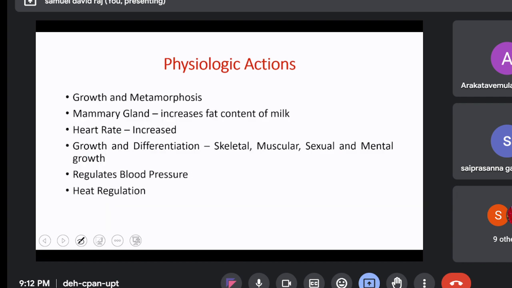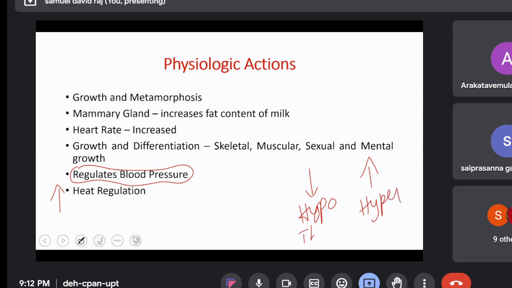And coming to the other functions, I'll start from the bottom. It is responsible for regulating the blood pressure. How do you know? There are two types of patients: those where thyroxine is less secreted, we call it hyposecretion, and when it is excessively secreted, we call it hypersecretion. It results in hypothyroidism, while the other results in hyperthyroidism.